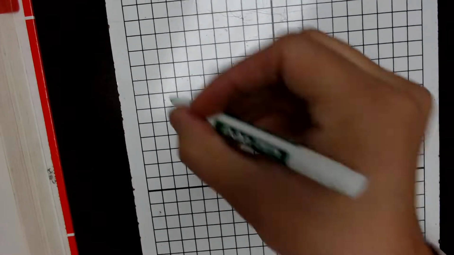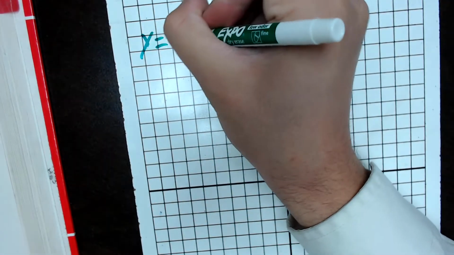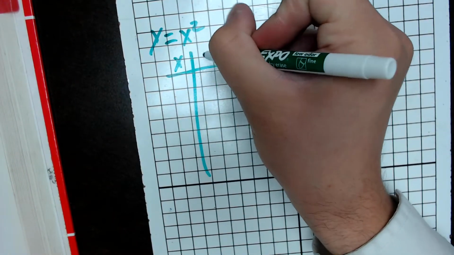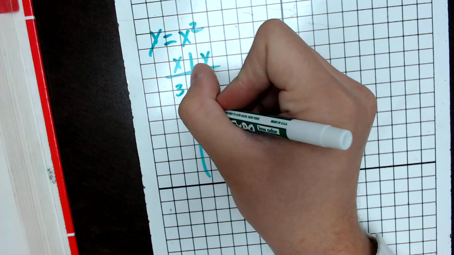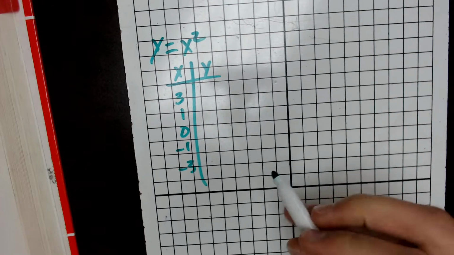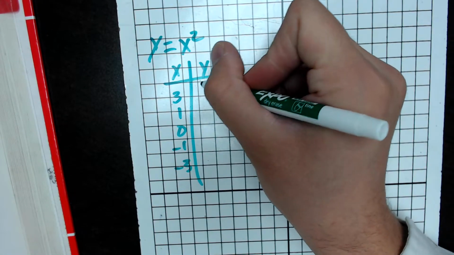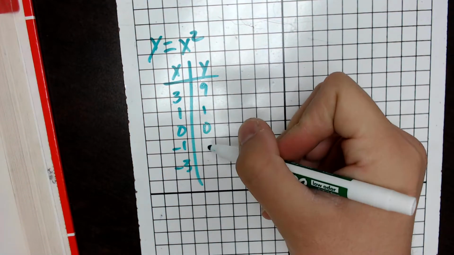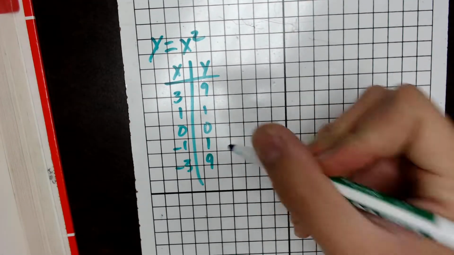So if we were to take an x and y table and solve for y equals x squared, we would plug in values just like a linear equation. I could plug in 3, 1, 0, -1, -3. Then if I plug these values into x, 3 squared would be 9, so y would be 9. 1 squared is 1, 0 squared is 0, -1 squared is still positive 1, and -3 squared is still positive 9.